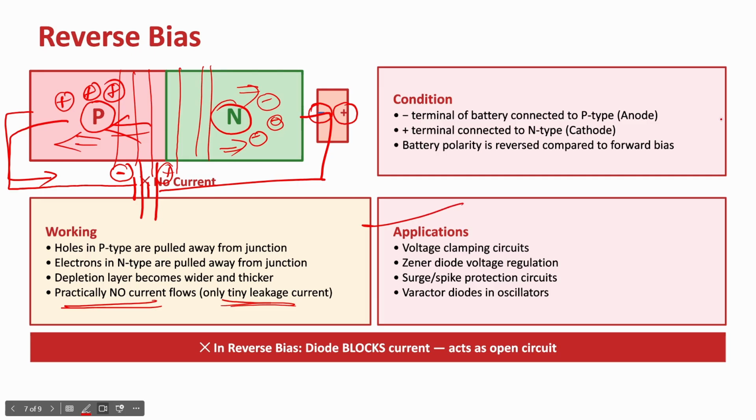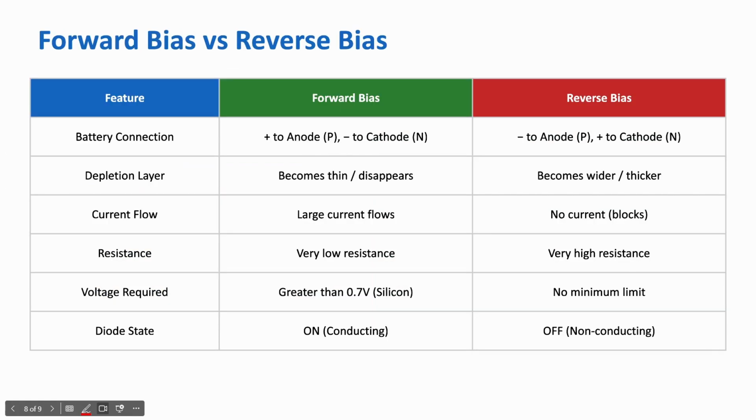Coming to the applications: voltage clamping circuits, Zener diode voltage regulation, where in the Zener diode we use the reverse bias condition. Also spike protection circuits, and varactor diodes in oscillators. So these are the applications of the PN diode in reverse bias.